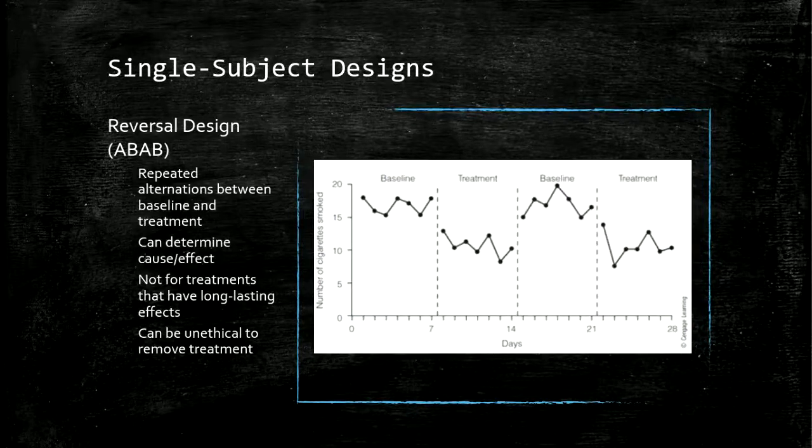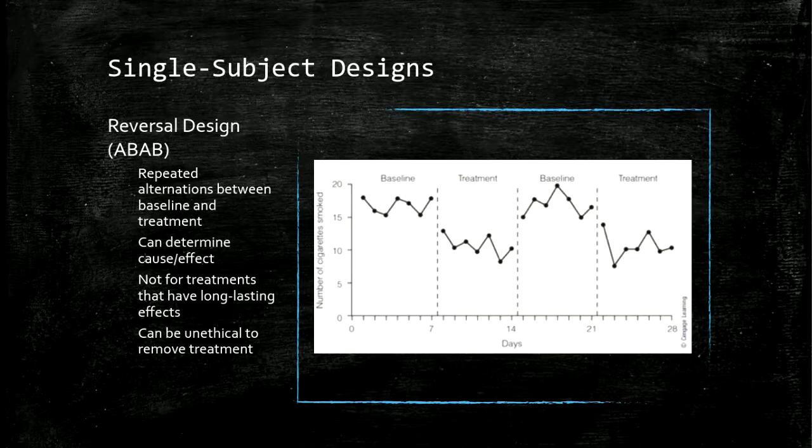Now, the reversal design accounts for this issue that you have with the simple comparison design. So simple comparison was an A-B design. The reversal design, A-B-A-B design, means that you alternate between the baseline and the treatment conditions. So looking at our graph, day 1 through 7, you're observing the number of cigarettes the participant smokes each day with no treatment. On day 7, you implement the treatment.